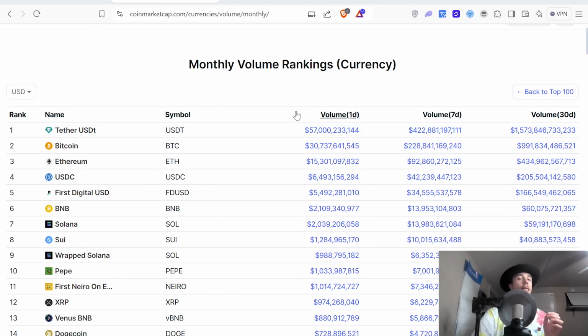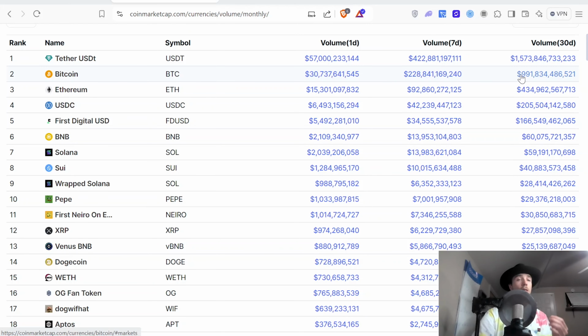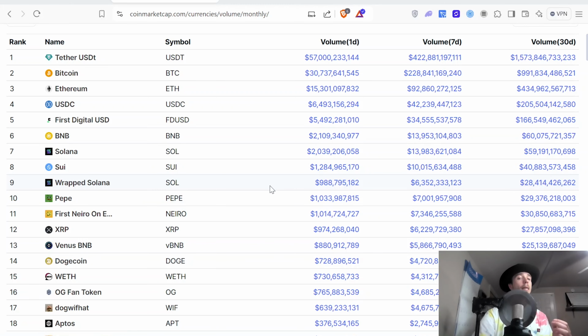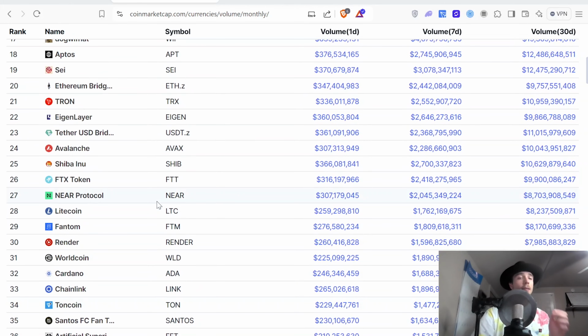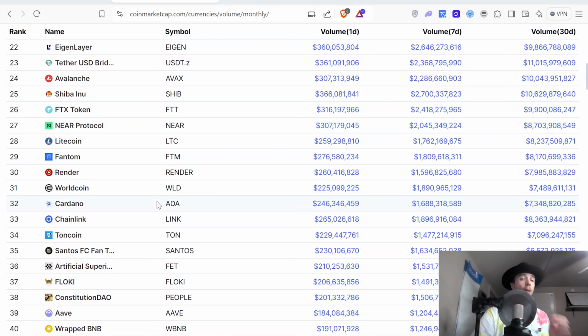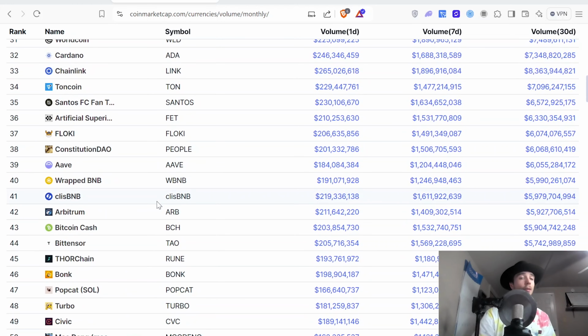But as you can see, a lot of these coins have super high volume. You're talking about almost $1 trillion in Bitcoin volume. And look at all this, $29 billion on Pepe. That's crazy. 40 billion on Sui. So these are the coins you want to keep your eyes on, because these are the coins that the big players and the whales are buying. You can see it in the volume.